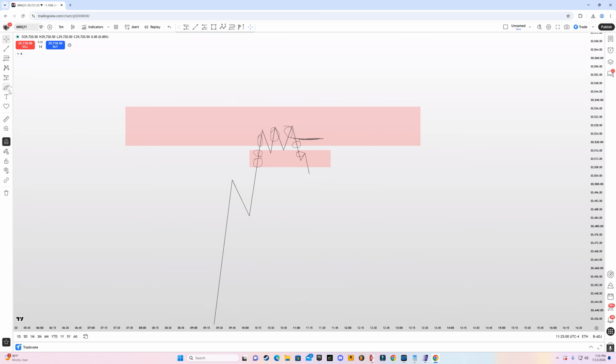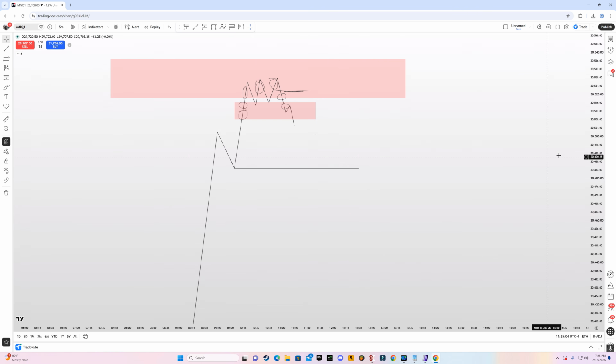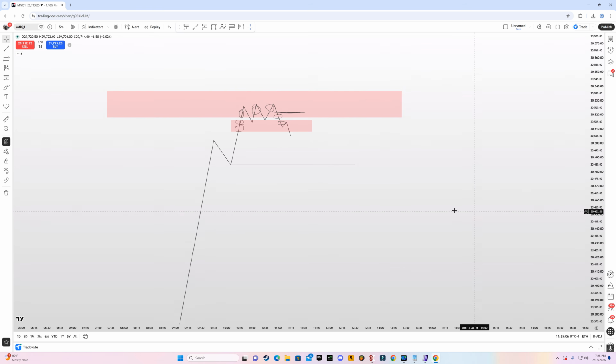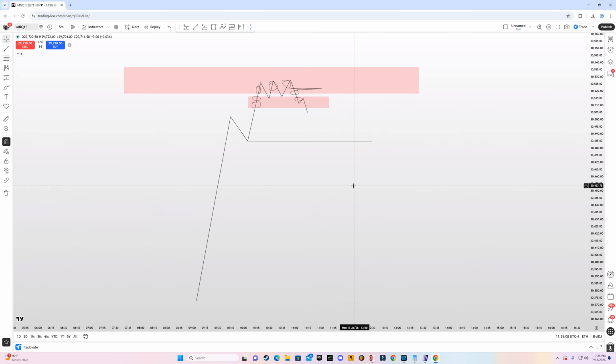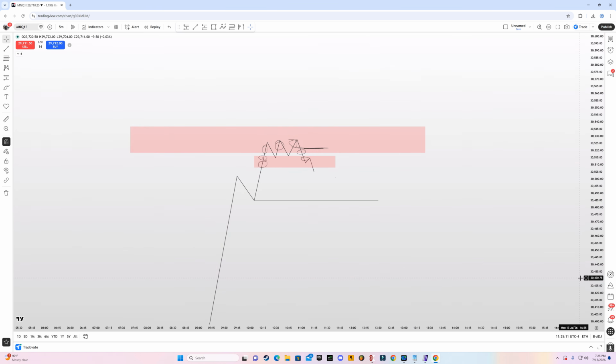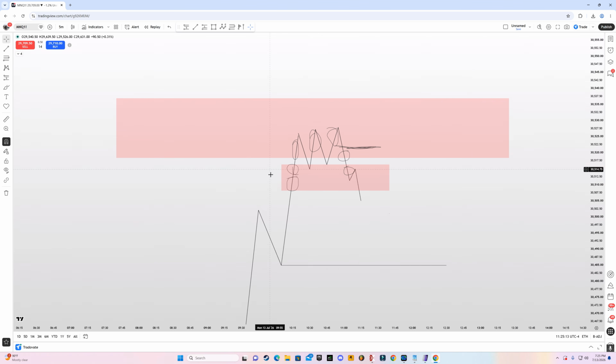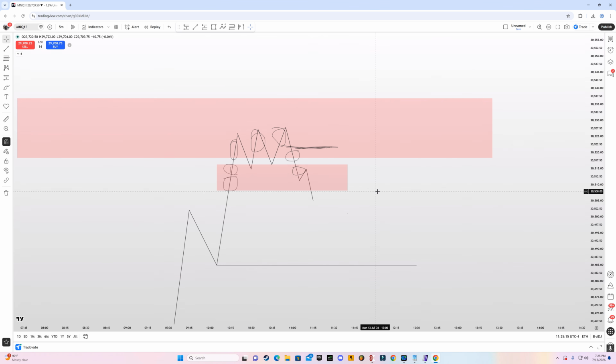As for your targets using ICT concepts, you can pretty much use equal lows or equal highs as your target, or you can use the session high and low, or you can use the previous day high or low, right? This is basically what an absorption setup looks like. That is what I trade, right?